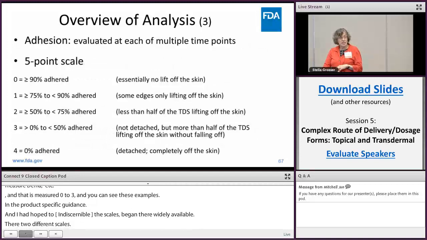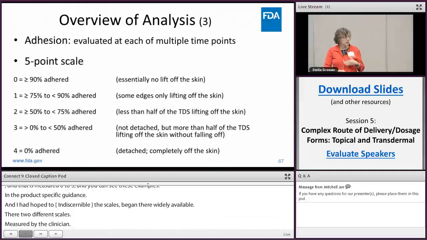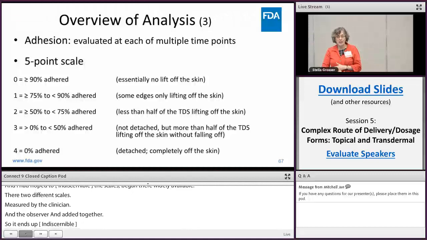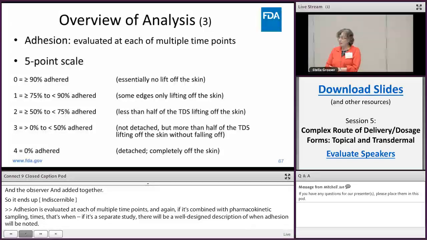Adhesion is evaluated at each of multiple time points. And again, if it's combined with pharmacokinetic sampling times, that's when adhesion will be evaluated. If it's a separate study, there'll be a well-designed description of when adhesion will be noted. And that's a 5-point scale ranging from basically no detachment, no lift off from the skin, to 4, which is 0% adhered or falling off, completely detached, and everything in between.